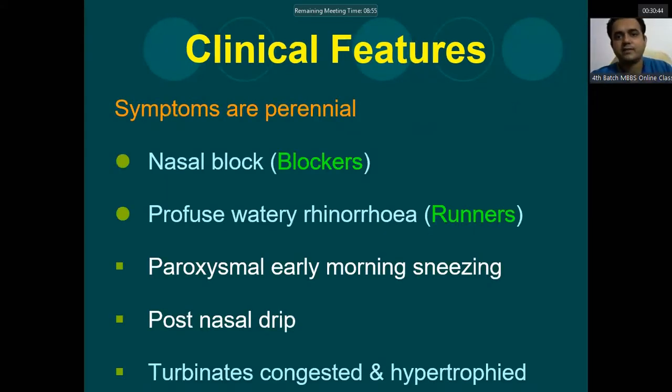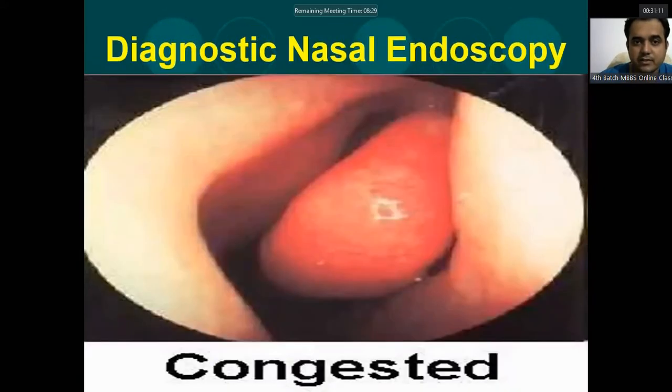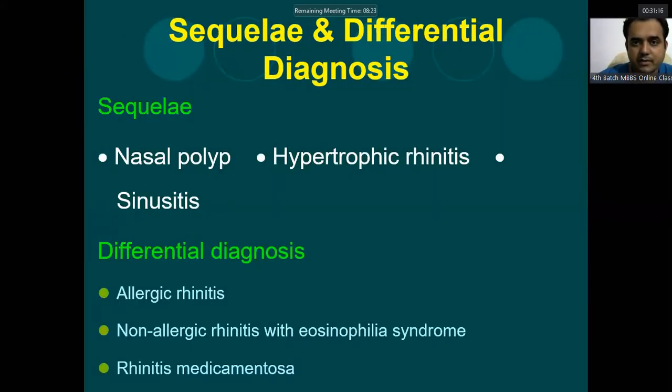Okay, so what are the clinical features, right? Symptoms are perennial, so they are long lasting. Nasal blockage, profuse watery rhinorrhea, paroxysmal early morning sneezing, post-nasal drip, turbinates congested and hypertrophied, right? So the symptoms are mostly very similar to allergic rhinitis. So what we do is nasal endoscopy to rule out any other thing. And here you can see the nasal mucosa might be congested.